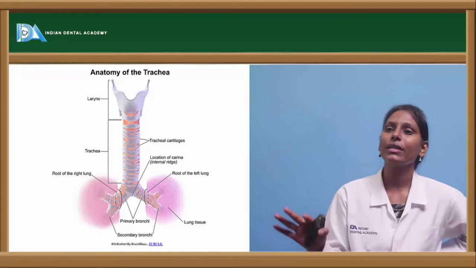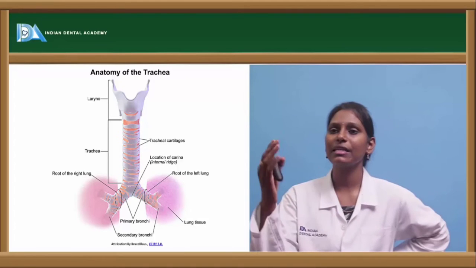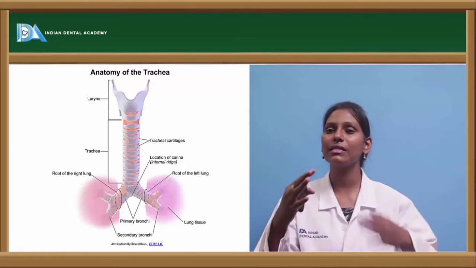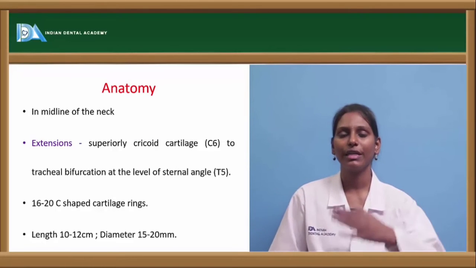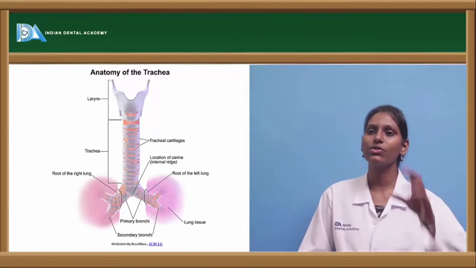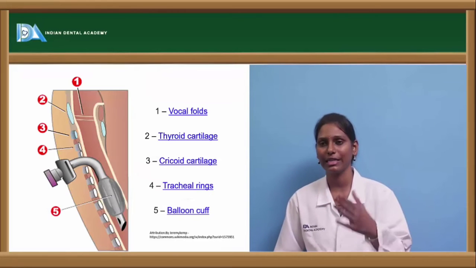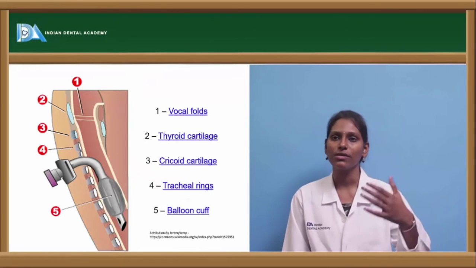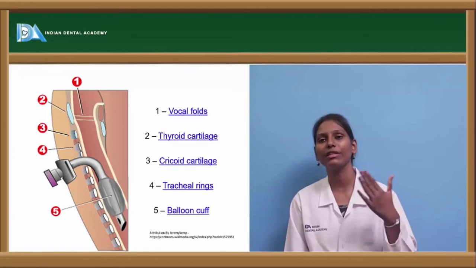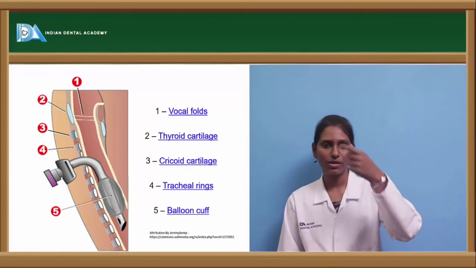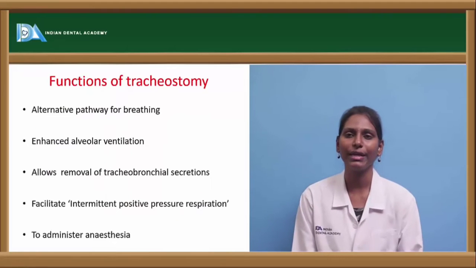Now, this is a picture showing the trachea anatomy where we can see the tracheal cartilages, and also the bifurcation at the level of the sternal angle. So, till then we have this trachea there. And in this process, we have vocal cords, thyroid cartilage, cricoid cartilage, and tracheal rings, in that line of your anatomy.